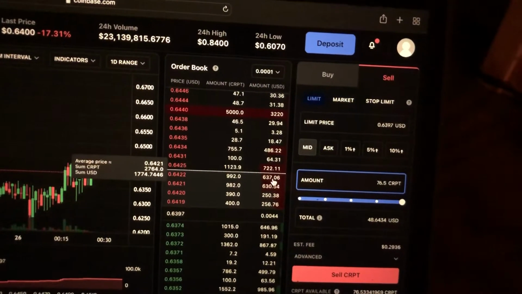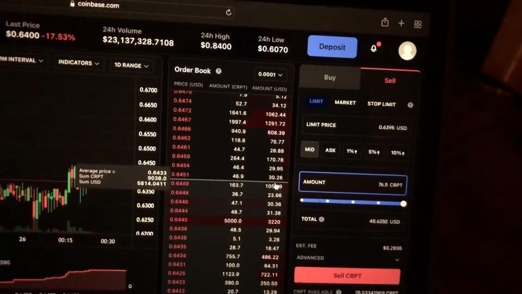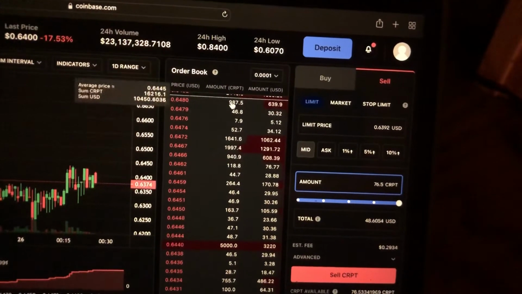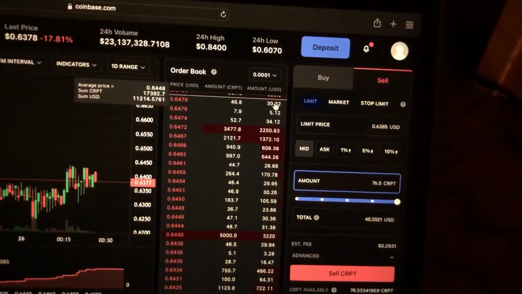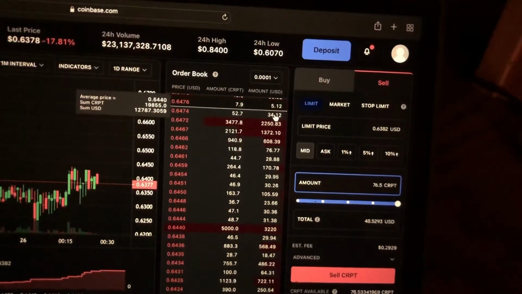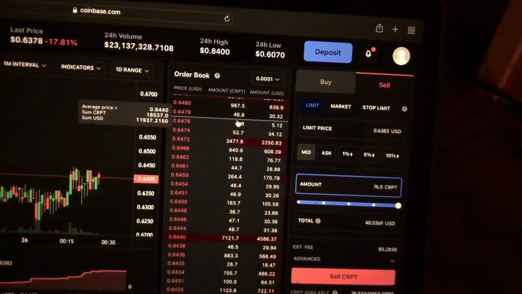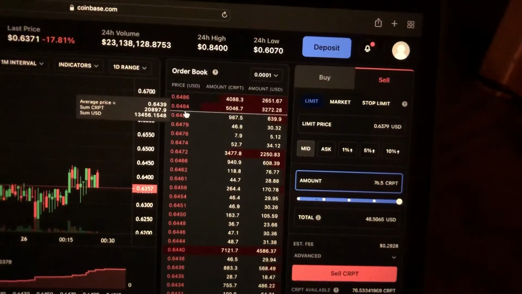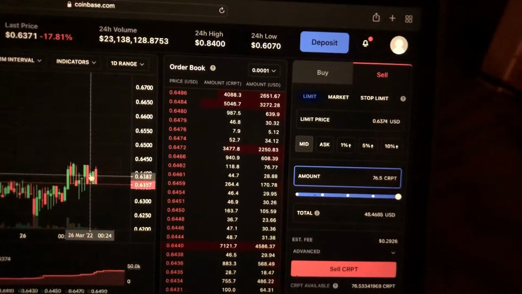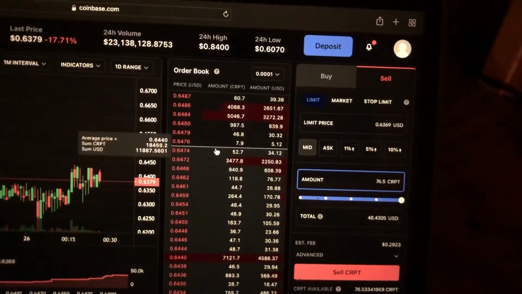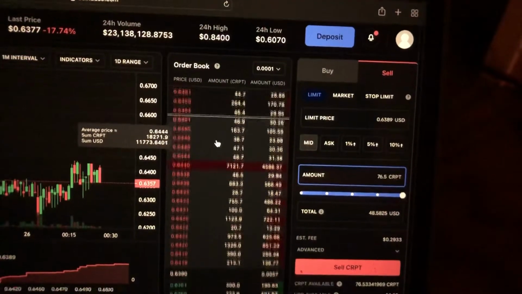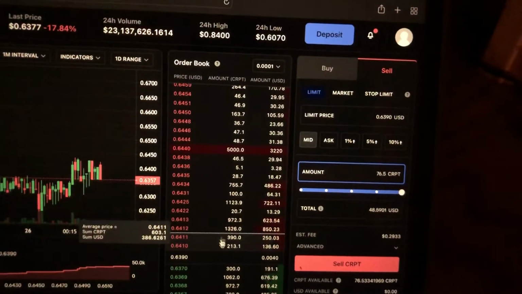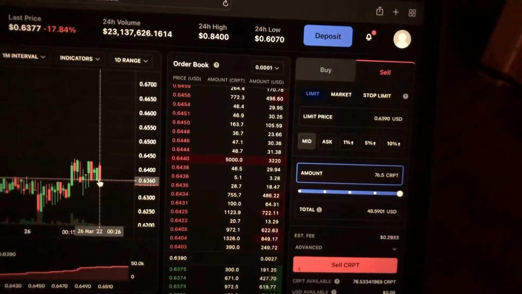You got 722. This is the amount of crypto. This is the price of it. So this is the USD, this is the crypto, and this is the price they're going to sell at. Now, as you go up the tape, the price gets higher because you're going up the tape. If you're going down the tape, the price is getting lower, more closer to this price where it's actually at.